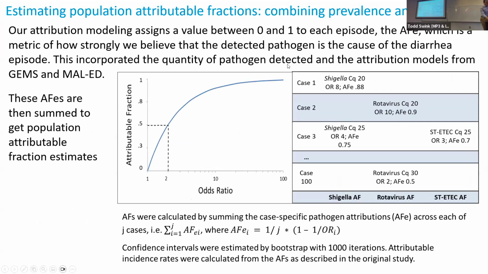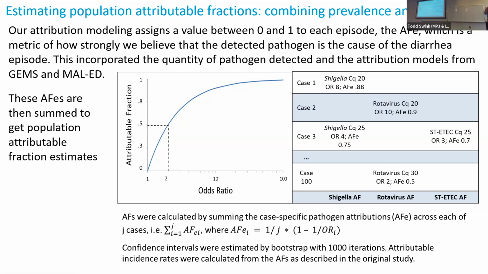Okay, so this is the odds ratio on the x-axis, and then the translation to the attributable fraction. You can then basically go case by case and say, okay, in this first case that we enrolled, Shigella was detected. Here's the cycle threshold of 20. Our models applied an odds ratio of 8 to that, and 1 minus 1 over the odds ratio, which is the metric of the attributable fraction, is somewhere out here. And so we attribute 0.88 of that case to Shigella.